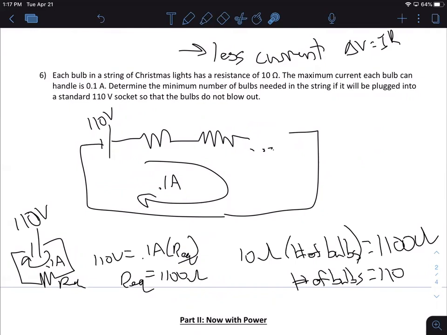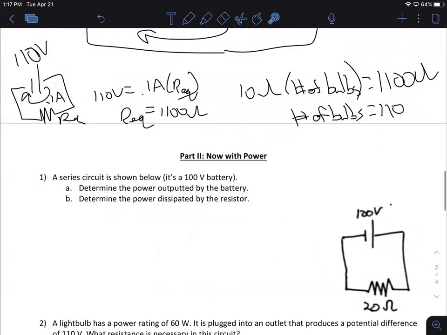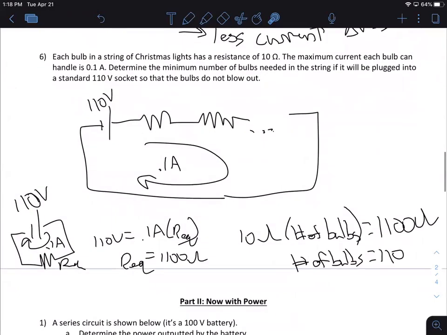Another way to do this is 110 volts. In the series circuit, if they're all the same resistance, they're all going to have the same change in voltage. 10 ohm resistor with 0.1 amps, V equals IR, 10 times 0.1 is 1 volt, so each bulb is going to be changing it by 1. So to get rid of this whole 110, I need to change it by 1 volt 110 times, so I need that many bulbs. All right. Power, we'll do that later.